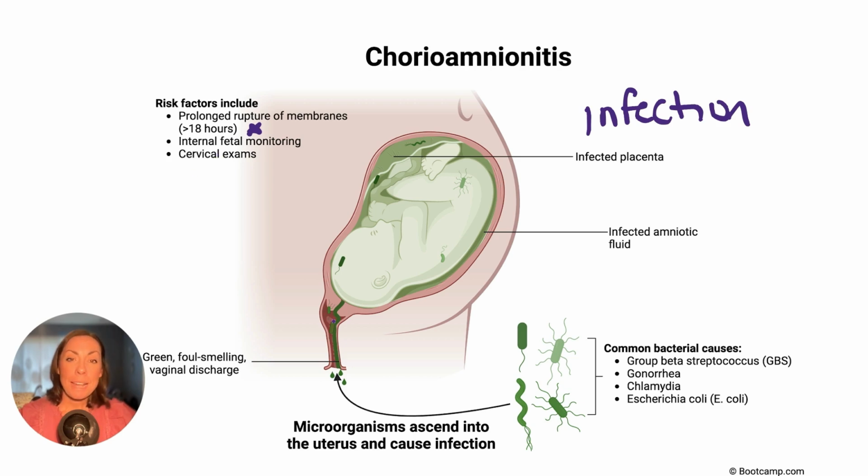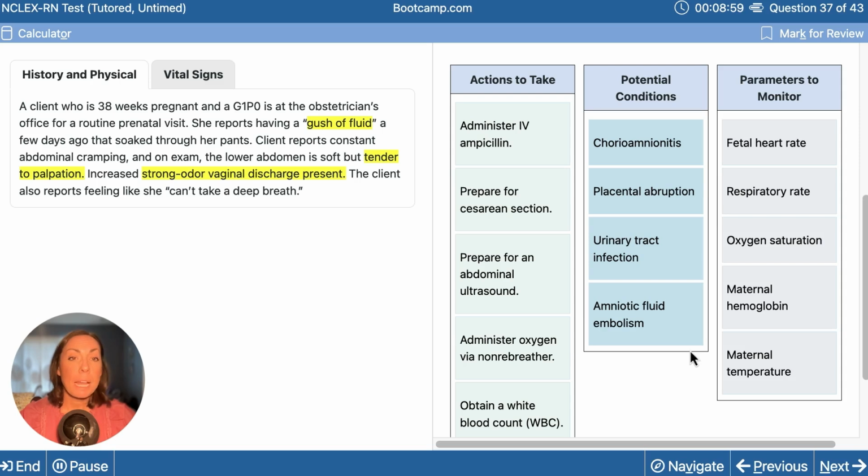When that amniotic sac ruptures or those membranes rupture, it allows an area for microorganisms to ascend into that uterus and cause infection. This is going to infect the placenta, it's going to infect the amniotic fluid, it's going to cause tenderness to that abdomen, and this can lead to neonatal and maternal sepsis. Based on all of our findings, I believe that it's chorioamnionitis, but let's take a look at all of our options. The next one is placental abruption.